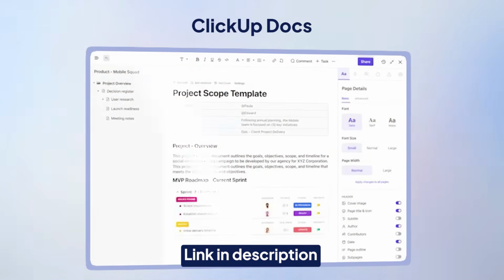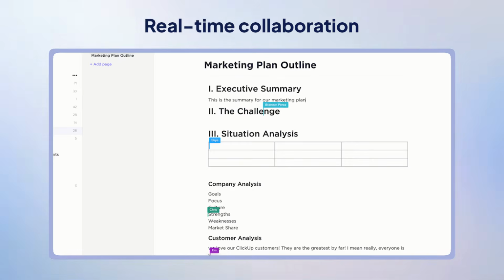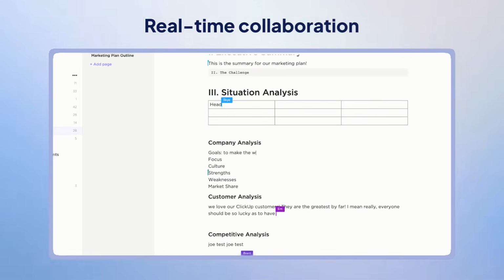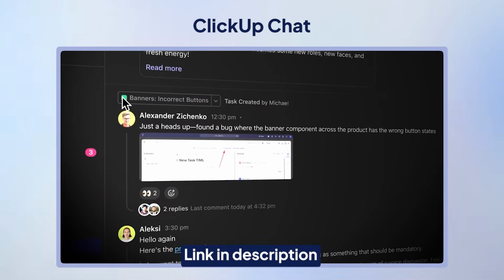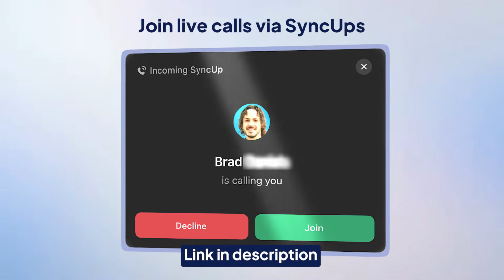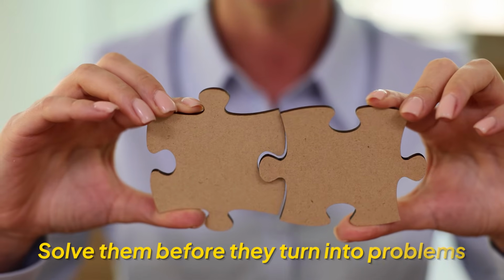ClickUp Docs are the perfect antidote for this. They unlock real-time collaboration so you can co-create and edit them simultaneously with your team, keeping everyone on the same page, quite literally. And if you want to talk, use ClickUp Chat for exchanging quick text updates or join instant calls via sync-ups to hash out the details live. When everyone's communicating openly, you'll spot issues early and solve them before they turn into real problems.